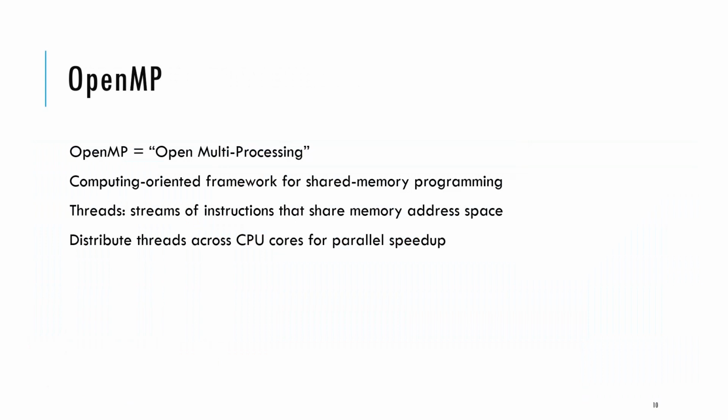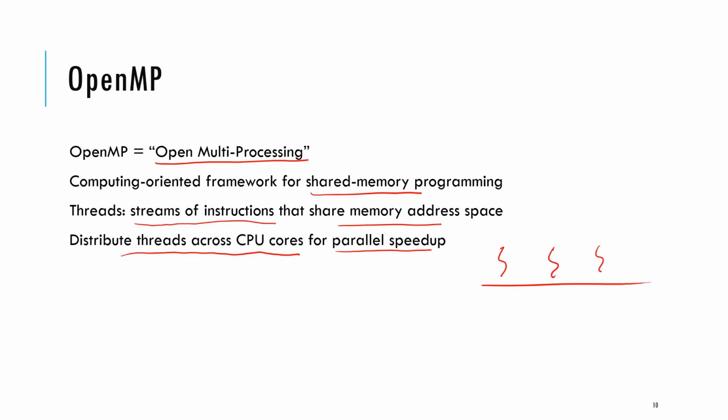So what is OpenMP? It's the open multiprocessing specification of shared memory parallelism. It's a computing-oriented framework for shared memory programming. As I said, it uses threads to execute streams of instructions that share memory address spaces, and it distributes threads across CPU cores whenever it's possible for parallel speed up. Okay, so to really execute those streams of instructions in parallel whenever it is possible.